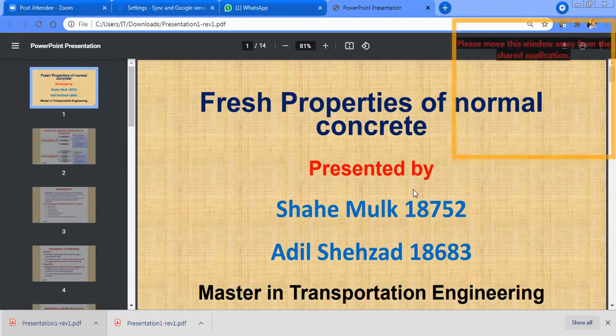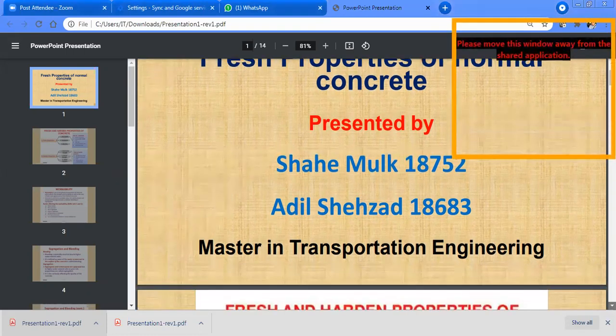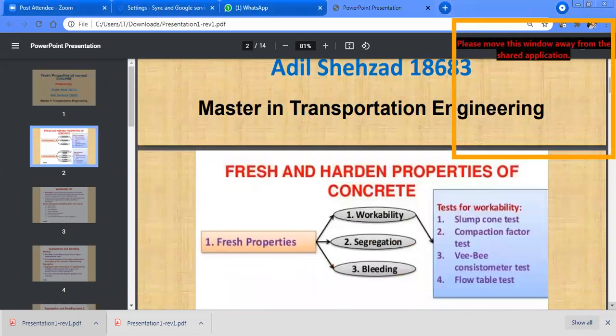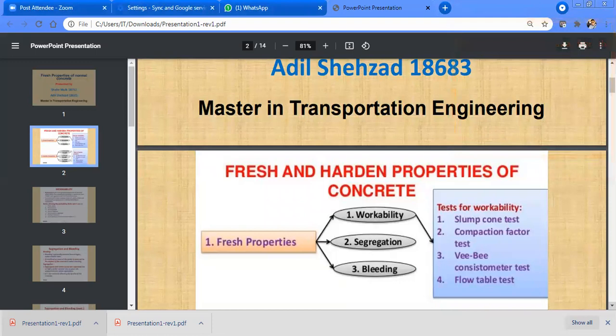We are here to present the fresh properties of normal concrete. Let's talk about the fresh and hardened properties of concrete. First of all, we will talk about the fresh properties of concrete. In the fresh properties of concrete, we have three categories: workability, segregation, and bleeding.